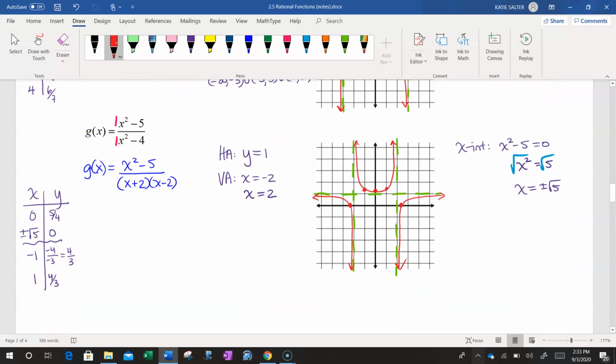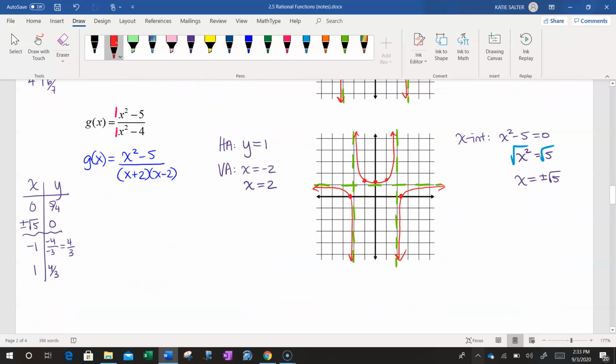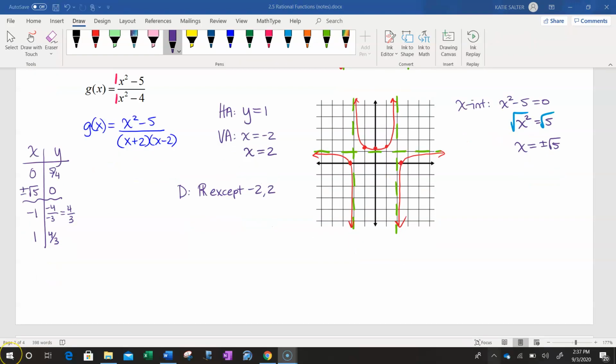Notice again, to find my x-intercept, I only set the numerator equal to 0 because it was just one fraction. And the last step is to state our domain. And in this case, our domain is all real numbers except for -2 and +2 because that's where the function's undefined. Okay, so tomorrow in class we will discuss the vertical asymptotes versus holes, which is the next page.